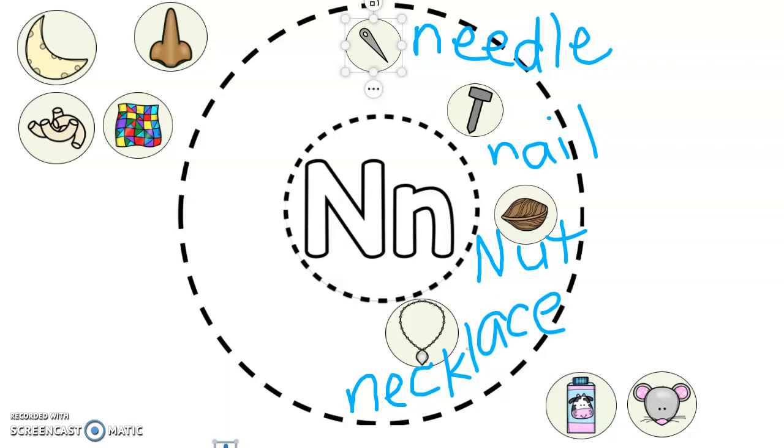Let's read our picture so far. Start at the top with needle. Repeat after me. Needle. Nail. Nut. Necklace. Good.